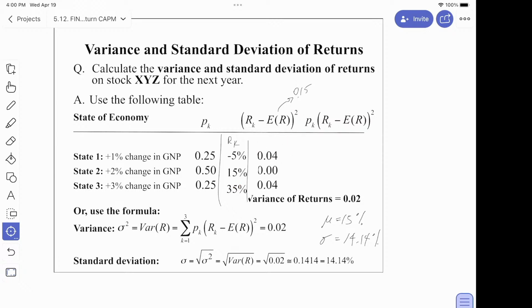15% minus 15% is 0, squared is still 0, and then 0.35 minus 0.15 is 0.2, and you square it and you get 0.04. Then you have to take this amount and multiply it by this column to get this here. So let's do that. So 0.04 times 0.25 is a simple, is it 0.01? Yeah, so this is 0.01. Actually, let me do the math. So this is 0.25 times 0.04, and that gives you, let me move them over a bit.